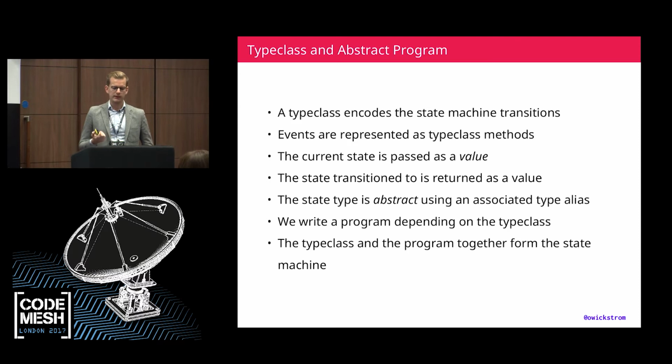The state type is abstract using an associated type alias, so in our model, our type class, we don't know the concrete state type. We write a program depending on this type class, and then the type class and the program together form our state machine.